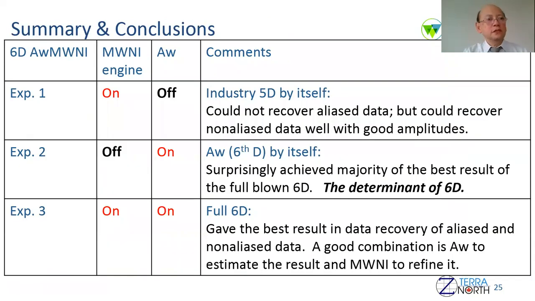Summary and conclusion. Experiment 1 is the industry 5D by itself, could not recover aliased data, but recovers non-aliased data very well with good amplitude. Experiment 2 is AW action only, the sixth component. Surprisingly, it achieved the majority of the best result of the full-blown 6D. This is the determinant of 6D. Experiment 3 is a full 6D, gave the best result in the data recovery of aliased and non-aliased data. A good combination is AW to estimate the data, and the MWNI is to refine it.